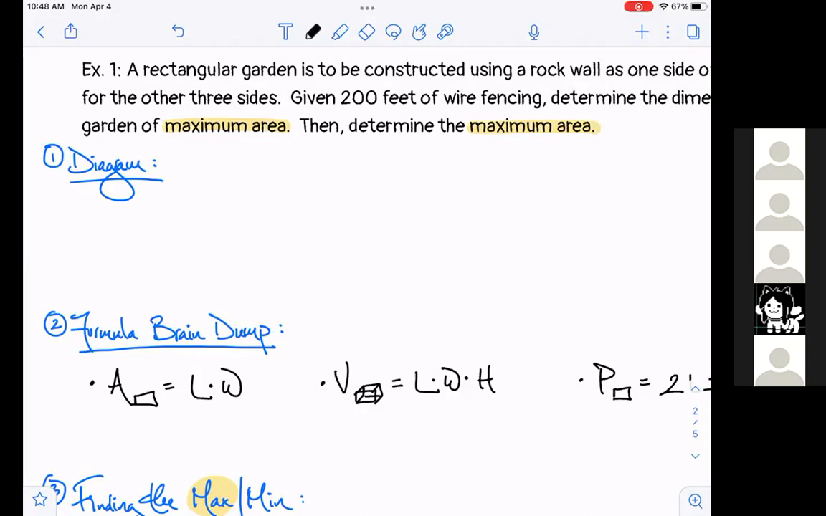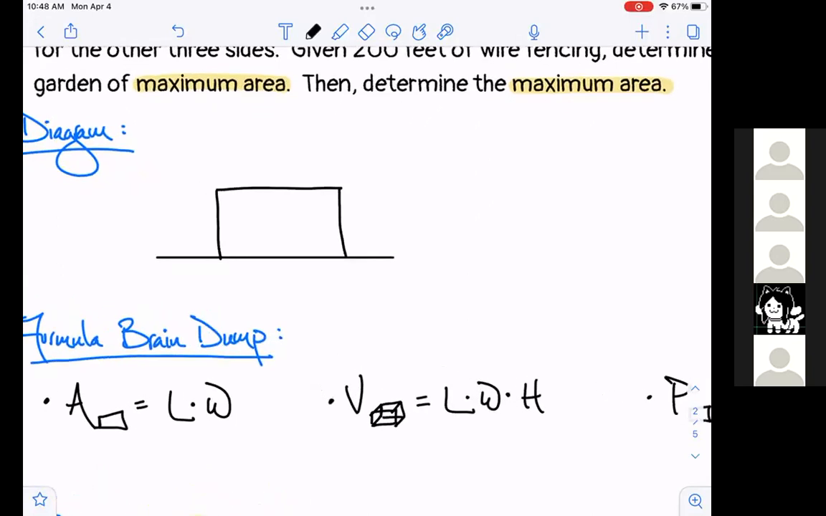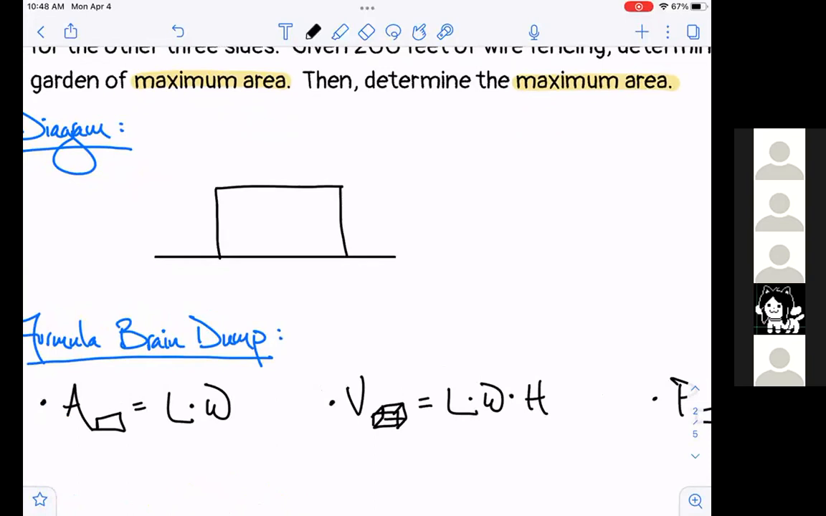So we could draw something like this, where we have a rock wall, and then we have wire fencing. And maybe we're thinking that we're going to label the parts where we need the wire fencing. So we might call this length and call this width. And what would we label this third side here? Yeah, we would label that length, right?